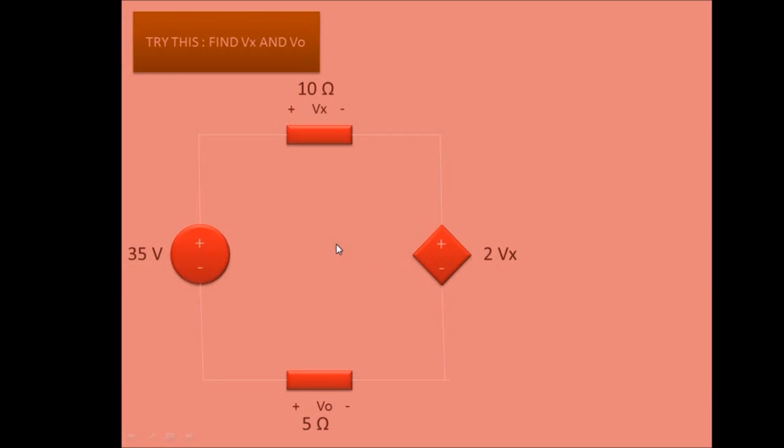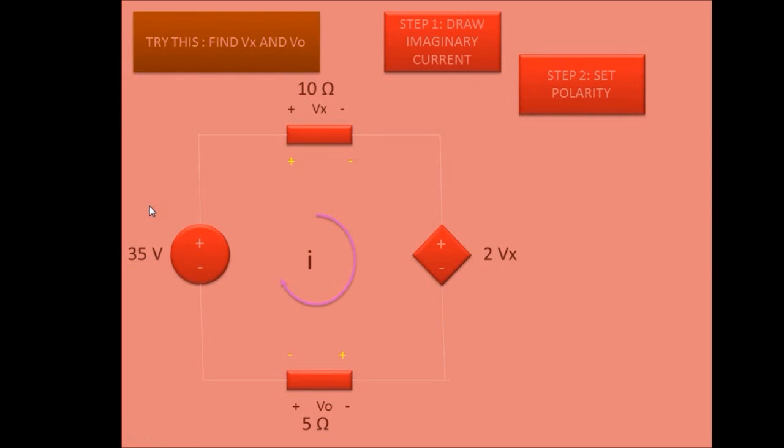Okay, step 1 is draw your imaginary current. This is your imaginary current. Step 2 is set your polarity, as we see here in the yellow color. This is how to set a polarity. This is the positive source. Going through the 10 ohm resistor, the entry side should be positive and the exit side will be negative. We do the same for the 5 ohm resistor.